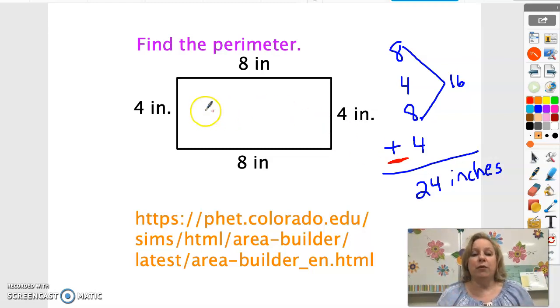All right, so we take each side measurement and we're just basically adding it. 8 plus 4 plus 8 plus 4. 8 plus 8 is 16, plus 4 is 20, and then another 4 is 24 inches.